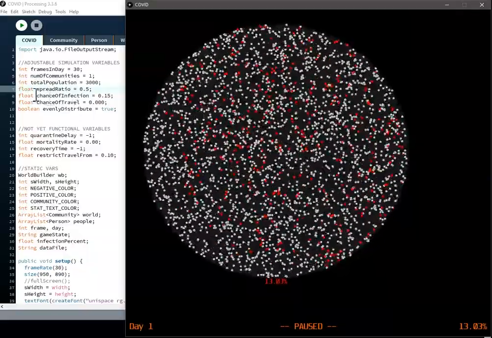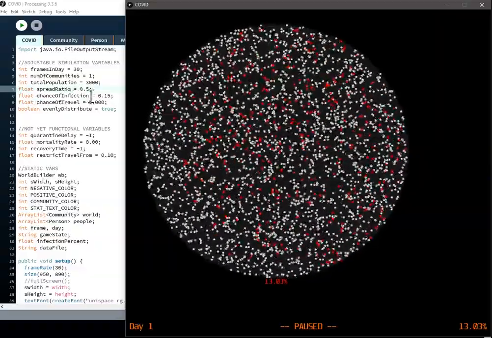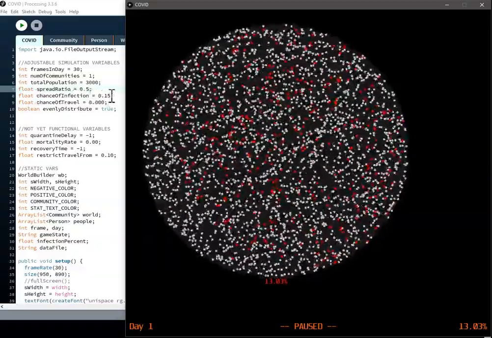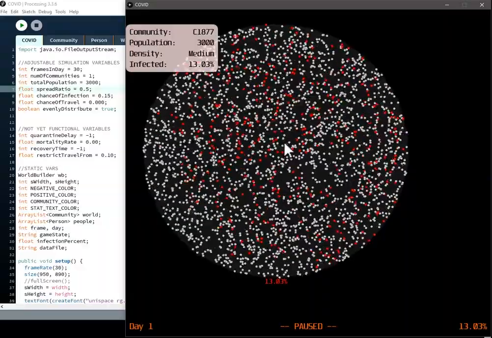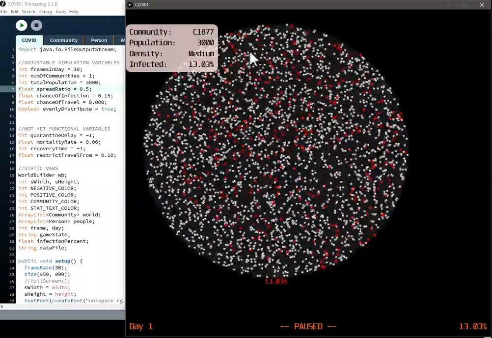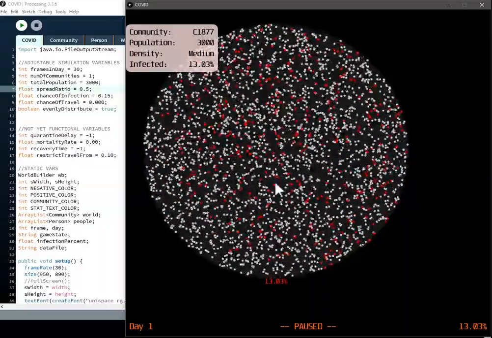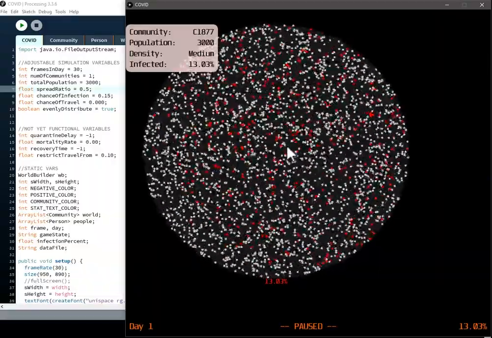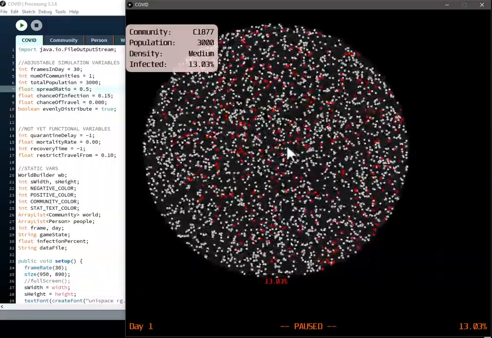That's because of this variable right here called chance of infection. It's currently set to 15%, which means that patient 0 that was right there in the middle, all of these people were within that spread ratio, but only 15% of them actually contracted the virus.